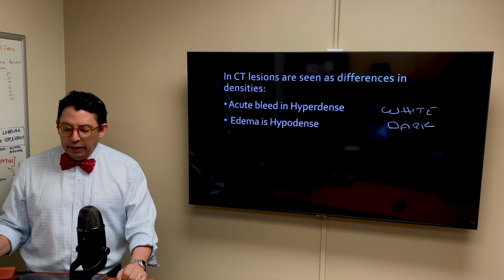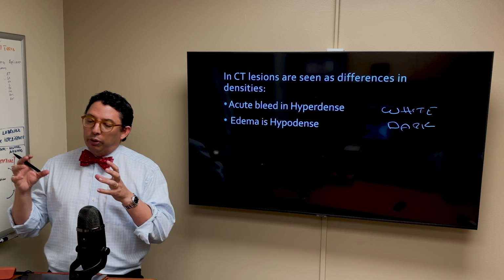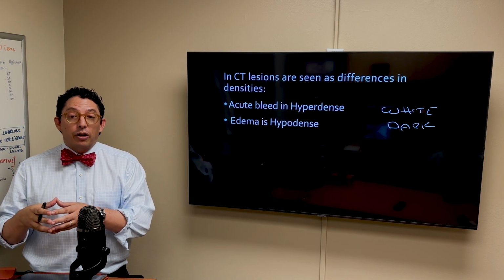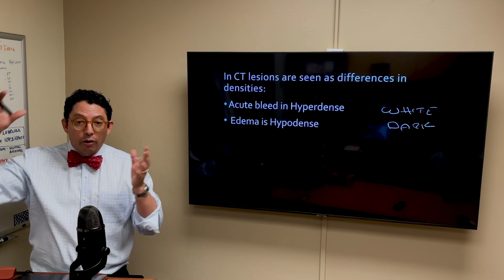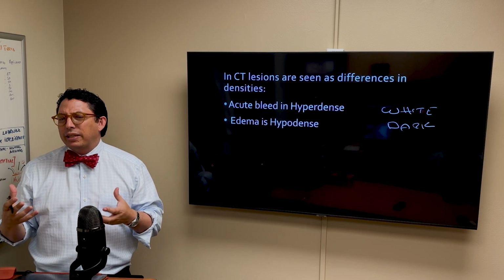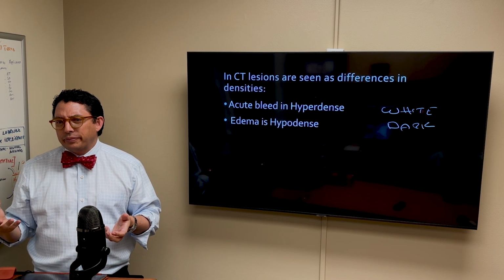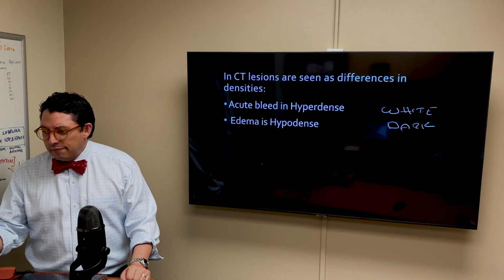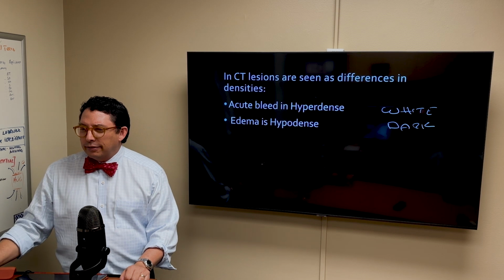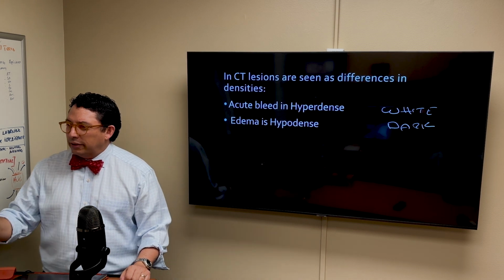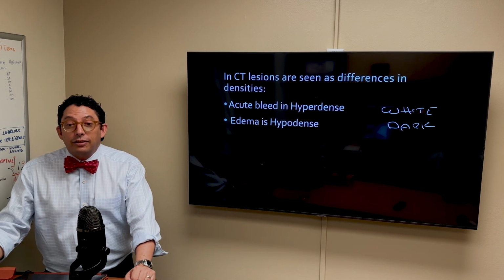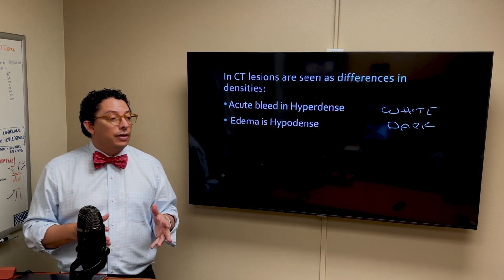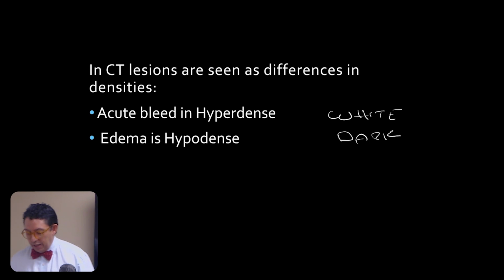When you have a bleed, the blood products are going to get out of their usual compartment, which is inside of the vessel. They're going to go into the parenchyma or around the brain. Why is this blood white? Correct, because blood has a metal in it, and we said that metals are hyperdense. So which metal does blood have? Iron.